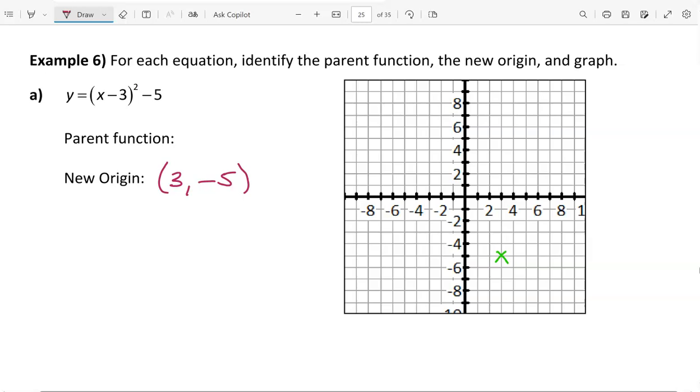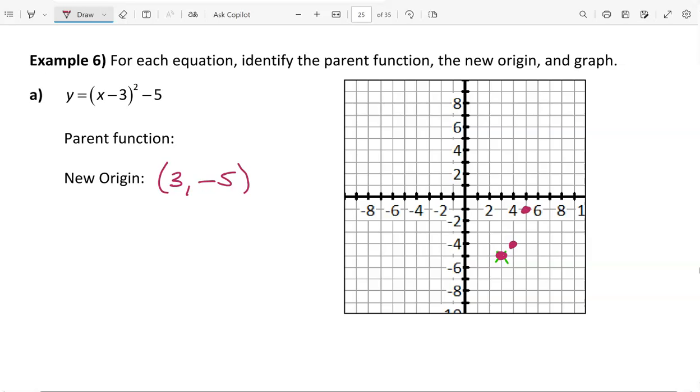So the squaring function, 0 squared is 0, so that's 0 up from the new origin. And then when I move 1 to the right of the new origin, I'm going to go up 1 squared, which is 1. When I move 2 to the right of the new origin, then I will go up from the new origin 2 squared, or 4 units.